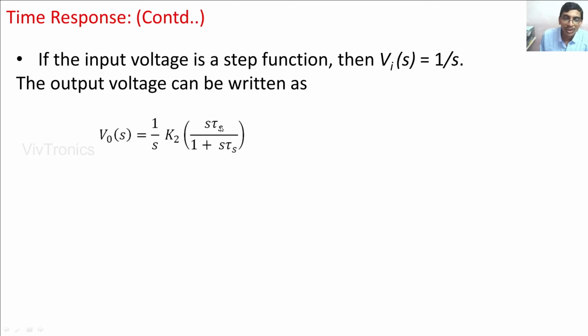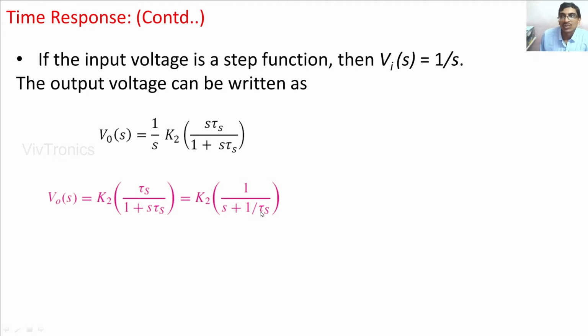Now dividing the numerator and denominator by tau s, the numerator will be equal to 1, and in the denominator 1 divided by tau s gives 1/tau s, and s tau s divided by tau s gives s. Therefore, the V0(s) equation will be equal to K2 times 1/(s + 1/tau s). This is the output voltage equation for this series circuit, which forms a high pass filter too.